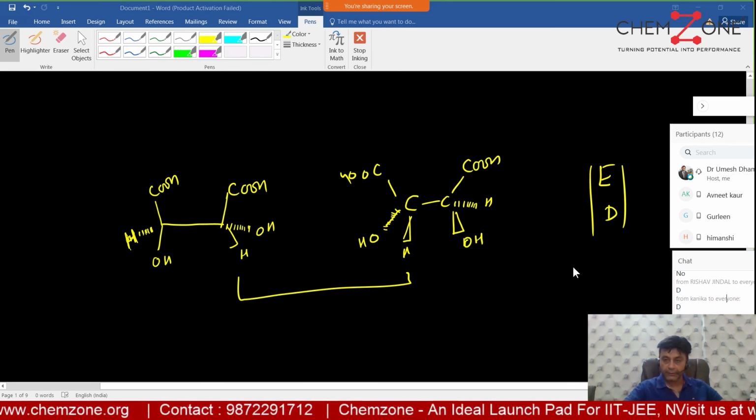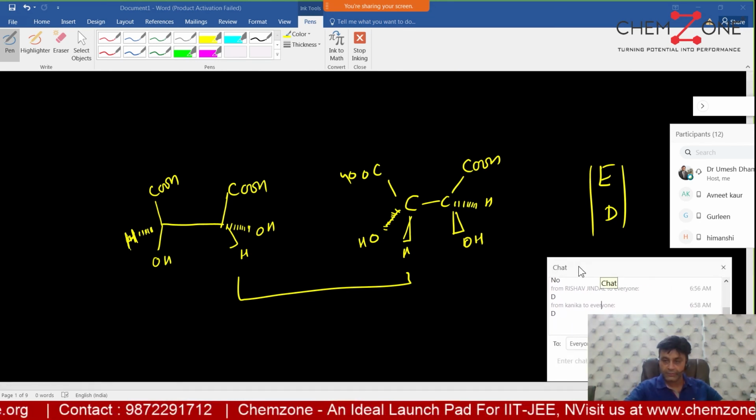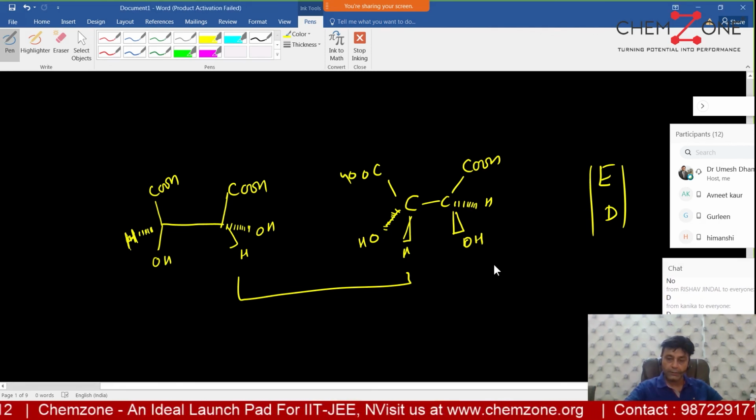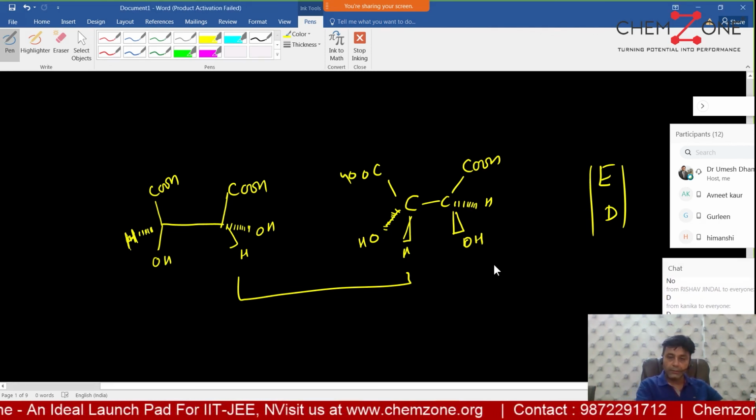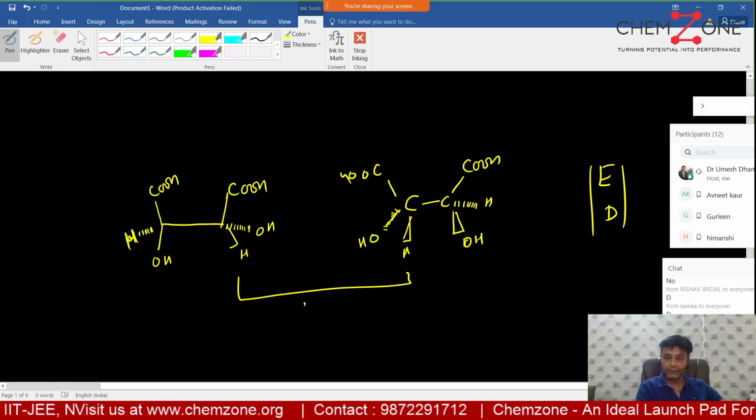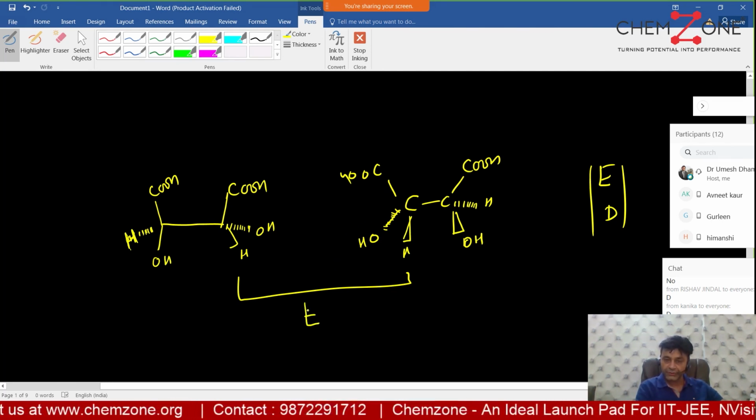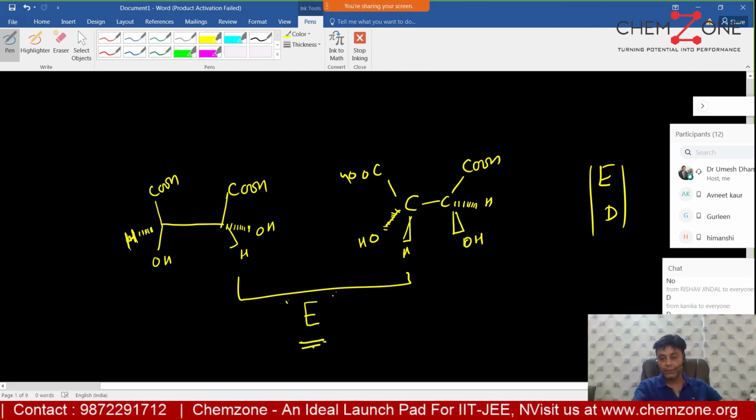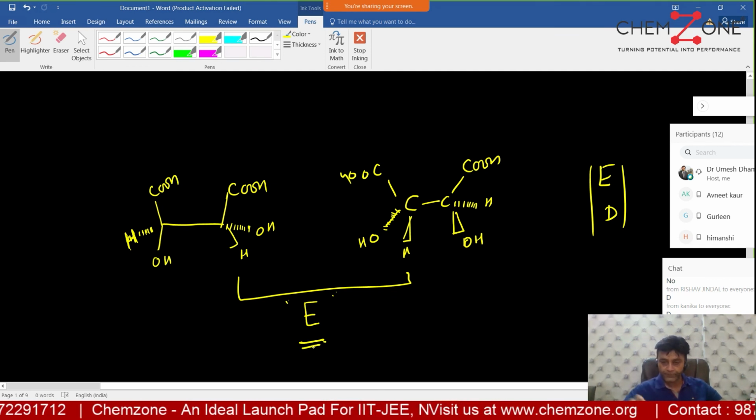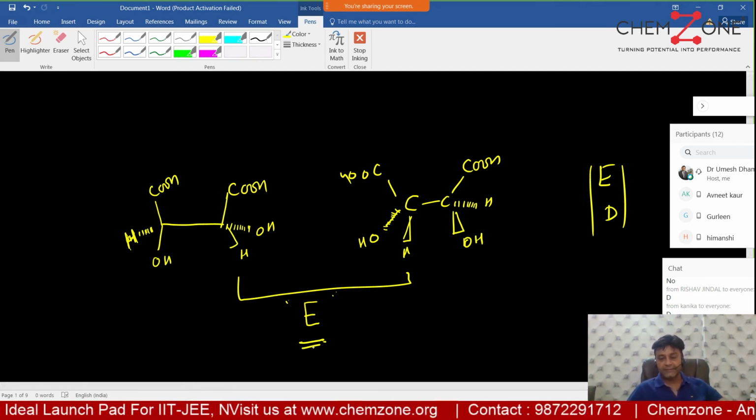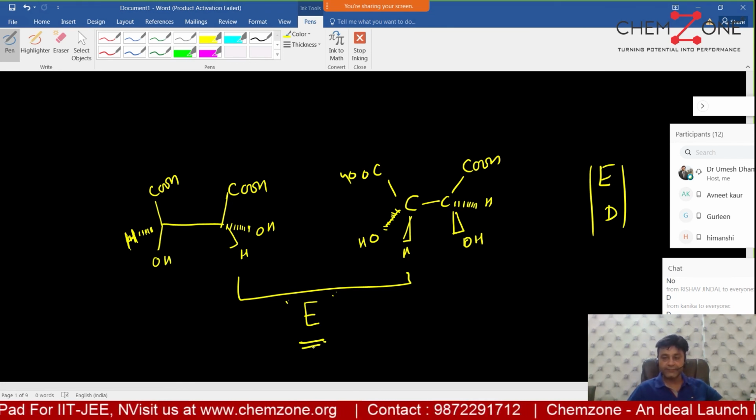Okay. Kanika says diastereomers. Okay. These are non-superimposable mirror images. These are enantiomers of each other. It is not diastereomer. Right? Practice it. Practice it. It's very, very important.